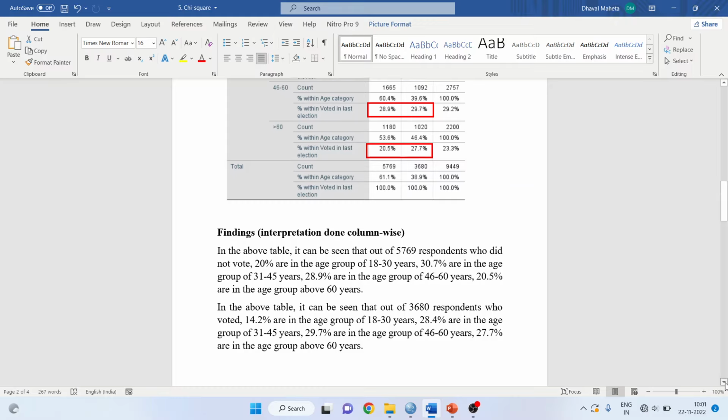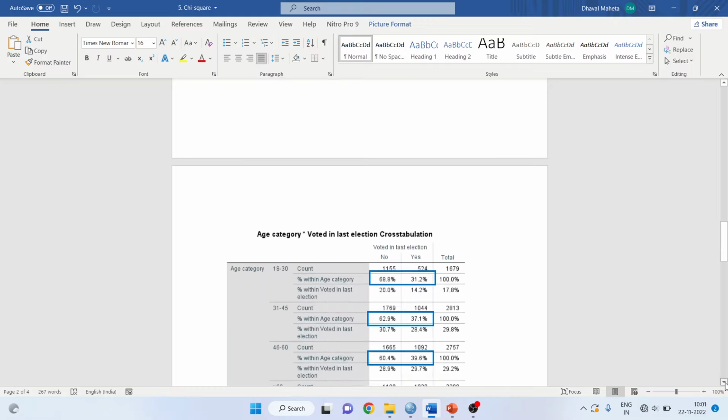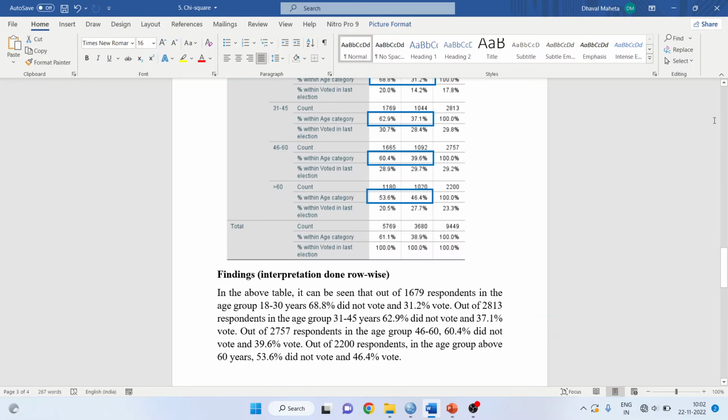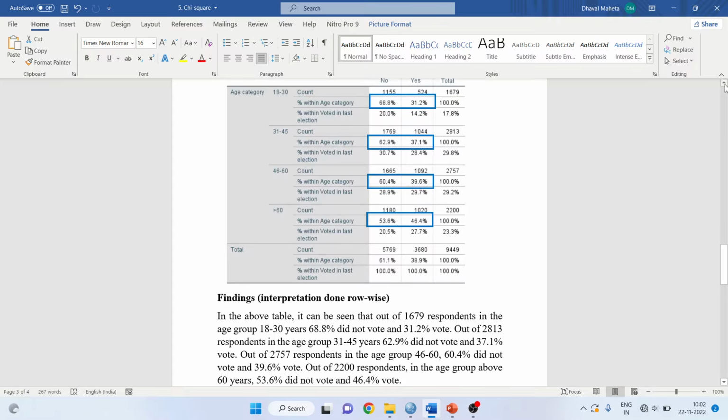Now the same thing we will do the interpretation row wise, same table. And here we will consider the first row for the interpretation. Why? Because this number 68.8% has been generated on the basis of 1155 divided by 1679. So how will we write this? In the above table, it can be seen that out of 1679 respondents in the age group of 18 to 30, 68% did not vote and 31.2% voted.